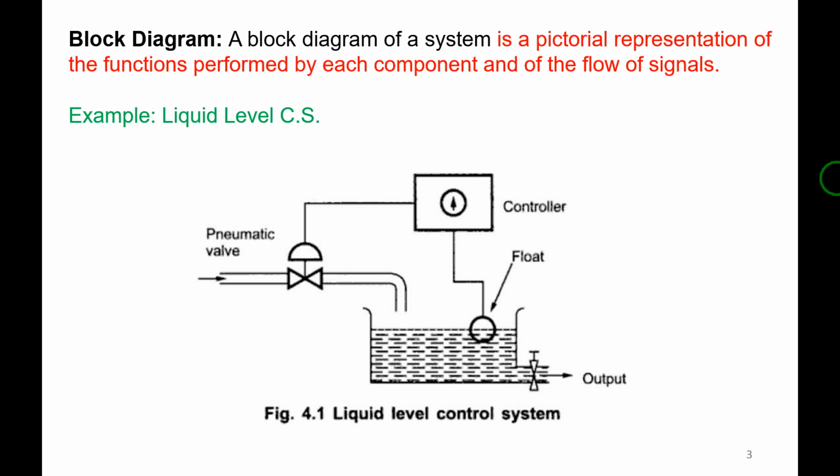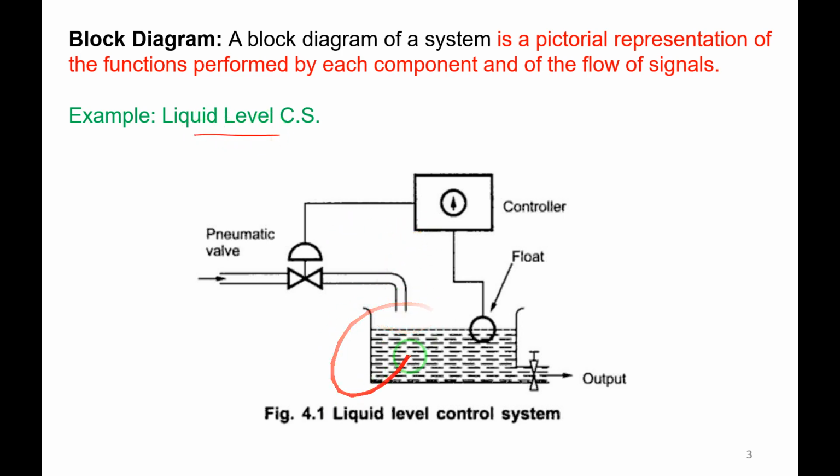Okay, first we'll start with the block diagram, right? We can define the block diagram as a pictorial representation of the functions performed by each component and of the flow of signals. Let's take the example of a liquid level control system.